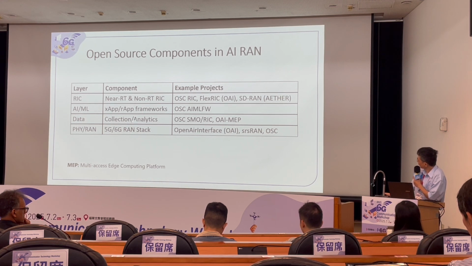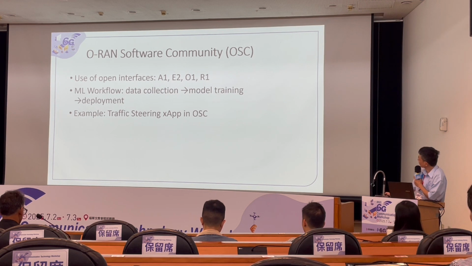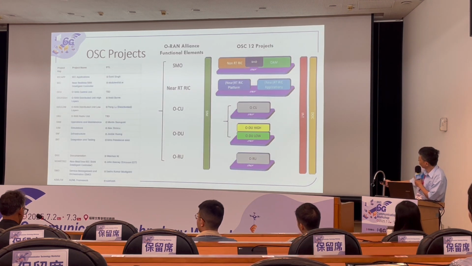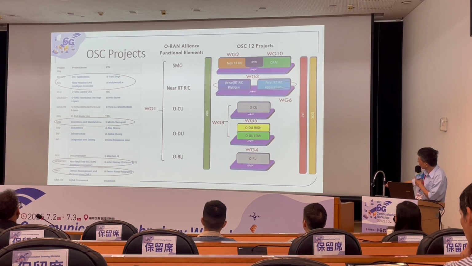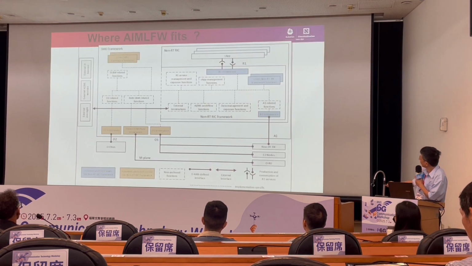For data collection and analytics, OSC defines SMO with RIC. OAI also has an MVP. For the physical layer, they have OAI. So the key here is OSC defines important open interfaces to collect the data. So this is the project, the O-RAN Alliance. Here is the O-RAN Alliance standard. This is the project leader. So this is the AI/ML framework.